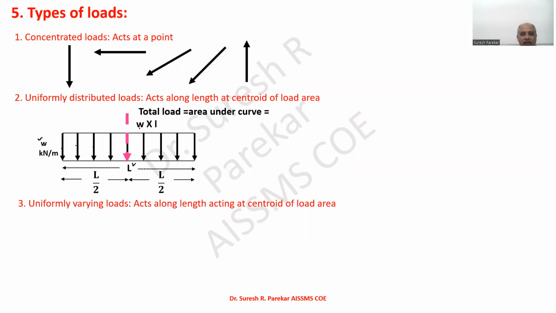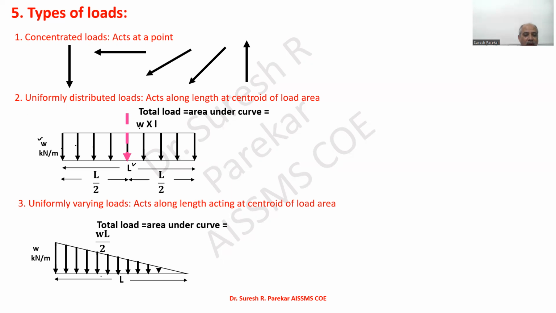We have the uniformly varying load, meaning it varies uniformly. So you can see we have it like this, and W will be the height, 0 will be here, and L will be the span. Then the total load is the area of this diagram, and the area is 1/2 base into height. So base is L, height is W, because it is the area of a triangle. And it will act at the centroid, that is 1/3 from the right angle and 2/3 from the zero height end. So we have L by 3 and 2L by 3. So these loads act at the centroid of their area.